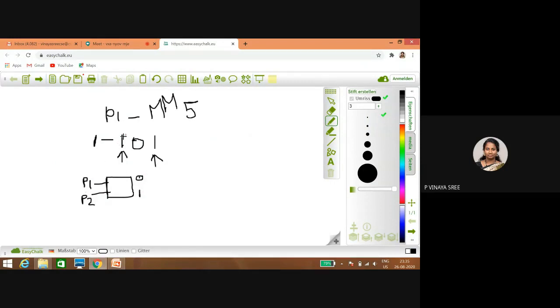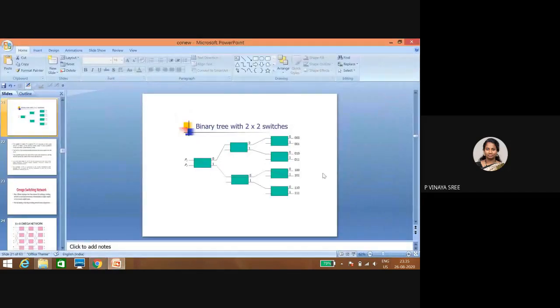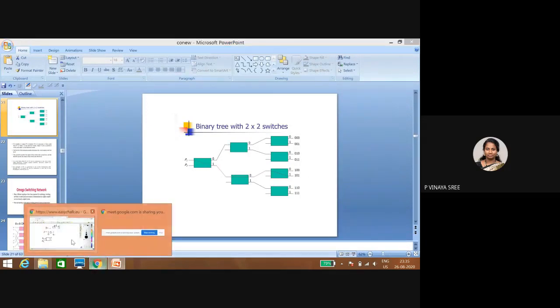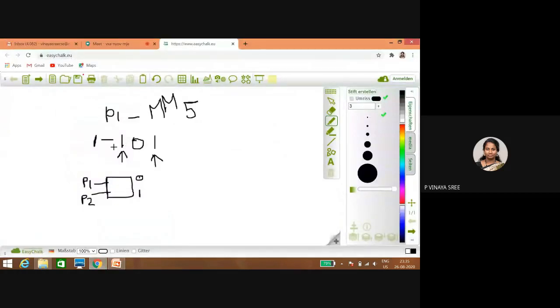Okay, so this is your first stage. Consider that we have three stages in this. This is your first stage, this is your second stage, this is your third stage. In the first stage, first you have to check the most significant bit. Why? Because processor 1 wants to access memory module 5. So 5 in decimal is represented as 101. So for this processor 1, as our first bit is 1, it is connected to 1.